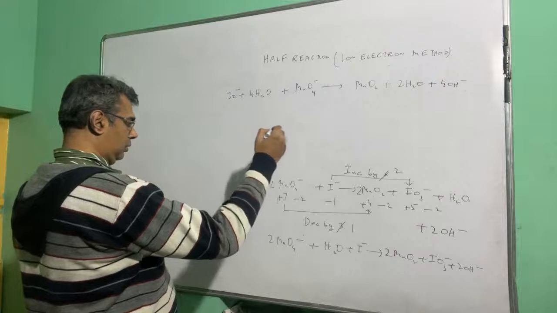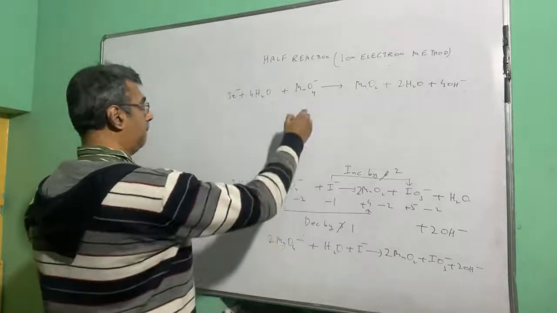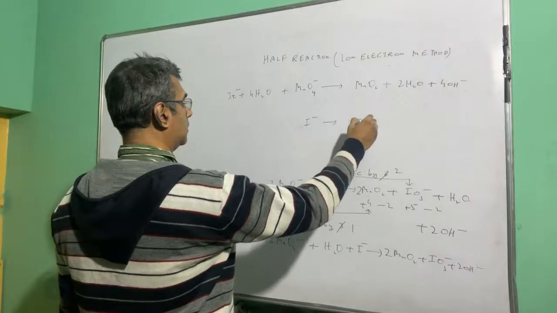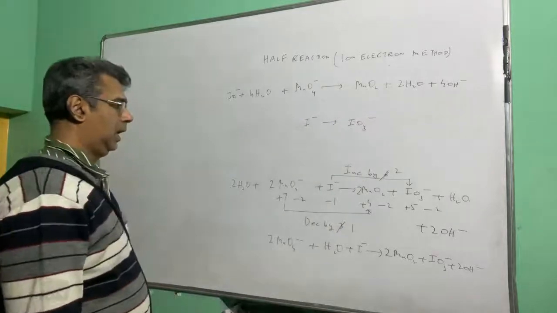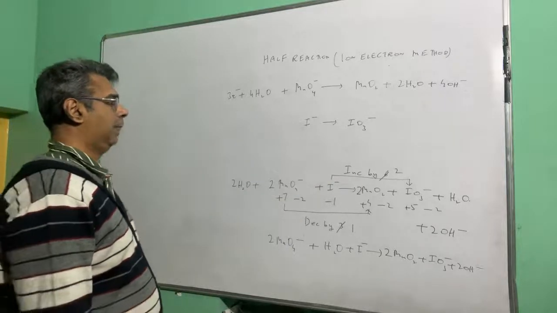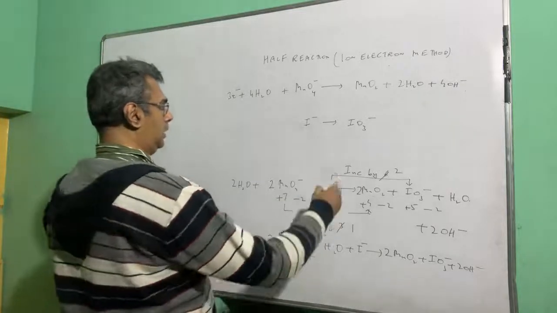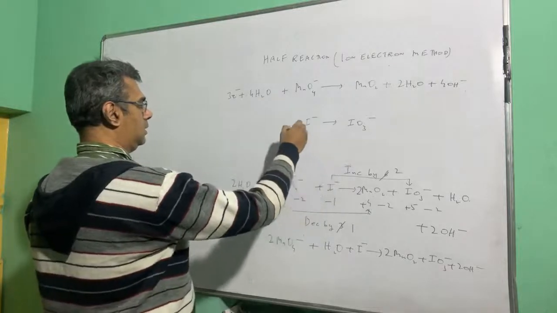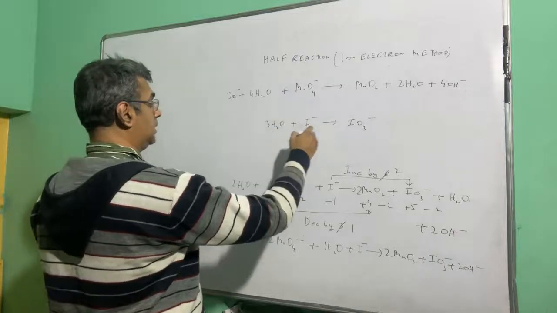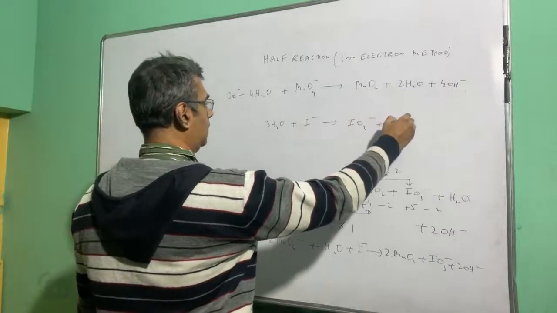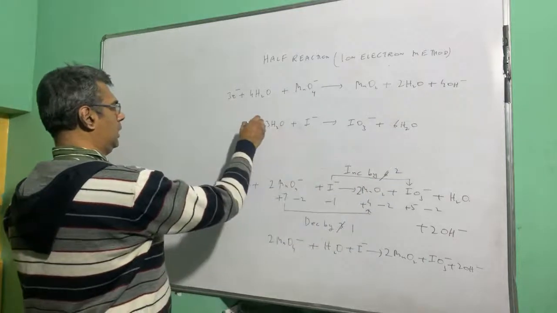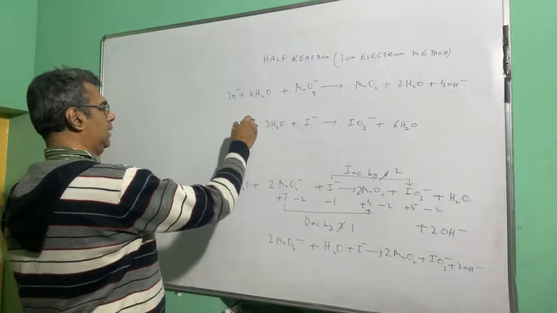Now what you do is you go to the other reaction. I minus is changing to IO3 minus. So here there are 3 oxygens. So there is a shortage of oxygen here, so 3H2O. Now this is creating 6 hydrogen. So you write 6H2O and here you write 6OH minus.